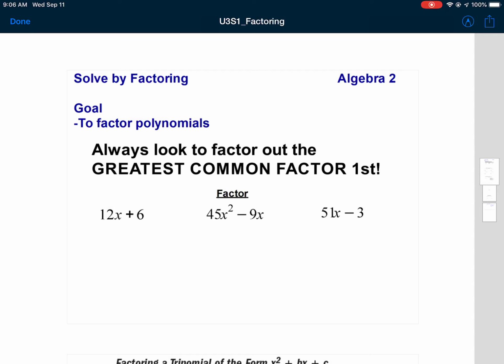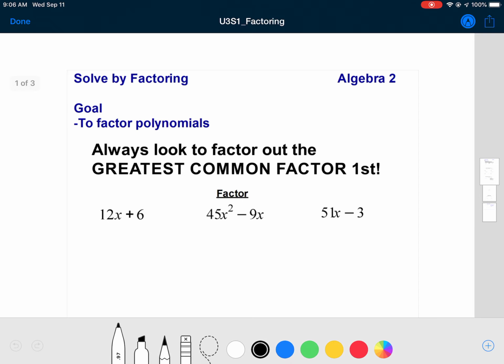Okay, getting into solving by factoring. We'll talk about quadratics here in a little bit, but I want to talk about when you factor, you should always look for what's called the greatest common factor, or the GCF. So it's basically what are both of the terms, or all three of the terms, or all four of the terms each divisible by. So here I notice they're both divisible by 6.